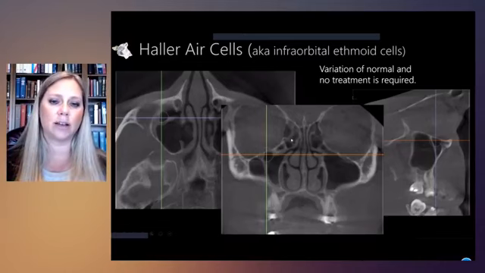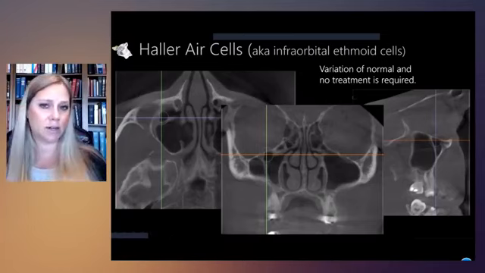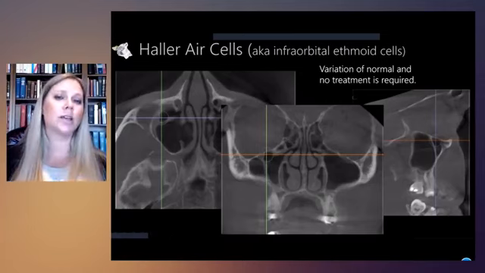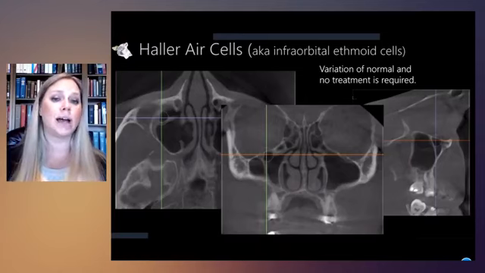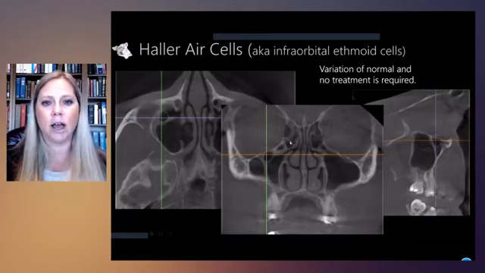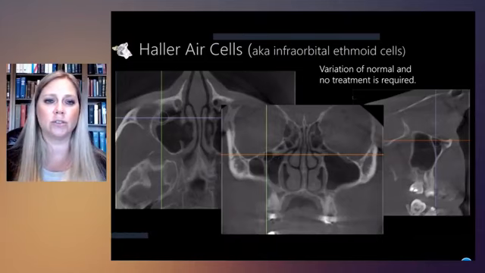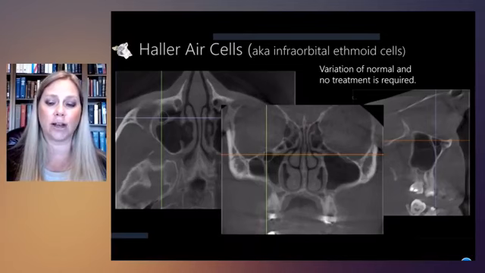So ethmoid sinuses up here, they like to pneumatize as well, but they're bounded by the maxillary sinus and the sphenoid sinus. So if they pneumatize, they're going to pneumatize into other sinuses. And so we can see that happening here. This is our infraorbital ethmoid cells or pneumatized ethmoid cells. This is also known as Haller air cells.